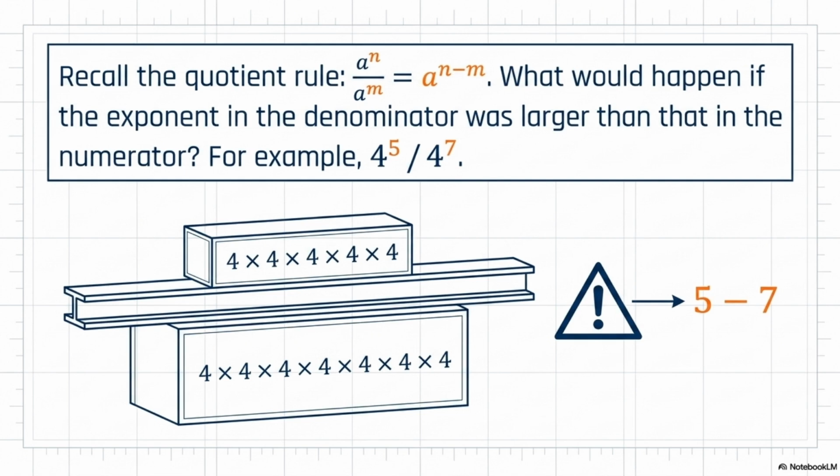Let's set up a scenario. Let's do 4 to the 5th divided by 4 to the 7th. 5 4s on the top line, 7 4s on the bottom line. If I blindly trust the quotient rule, I have to subtract the bottom from the top. 5 minus 7. And what does that give you? That results in a negative number. It gives me 4 to the negative second power.